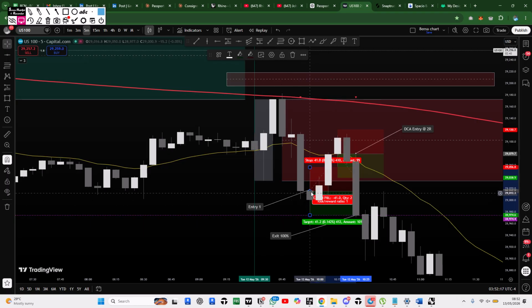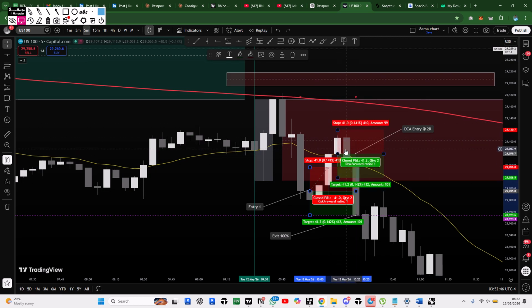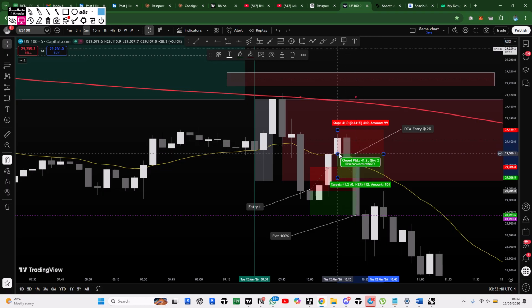So for you, 41.2 points may be 1%. Maybe you are going for 1% for the day, or you are risking 1%. Or if it's 2% for you, all well and good. For me, it was 2% for yesterday's trade, but I'm just using R as a risk measure. So I entered 2% on this trade, and then it went against me all the way up here, and then I entered with 2R on the DCA, the dollar cost average trade.